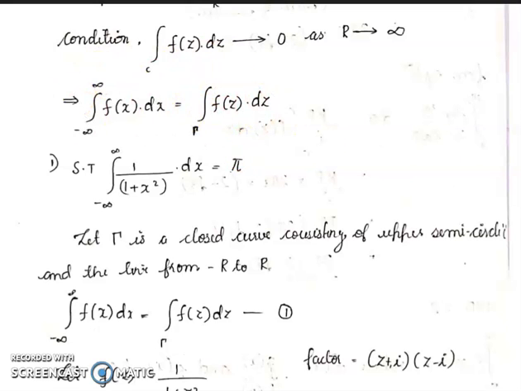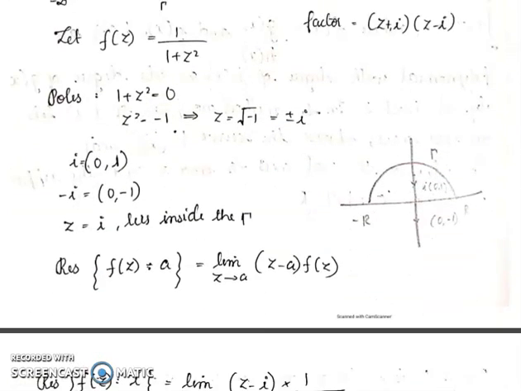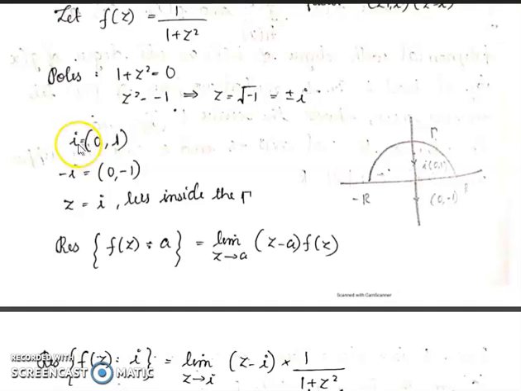We are taking this equation, and now let f of z be 1 by 1 plus z square. Now we find the poles: equate the denominator to 0, z square is minus 1, z is plus or minus i. After finding, we have to verify whether it lies inside or outside. For i, the real part is 0 and the imaginary part is 1, so you can plot 0, 1 here. For minus i, the real part is 0 and the imaginary part is minus 1, so you can plot 0, minus 1 in this graph.